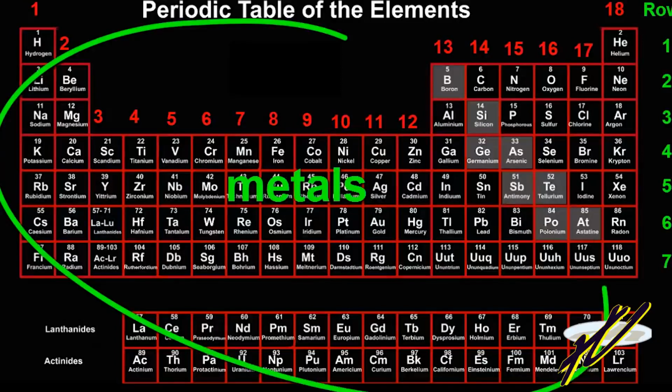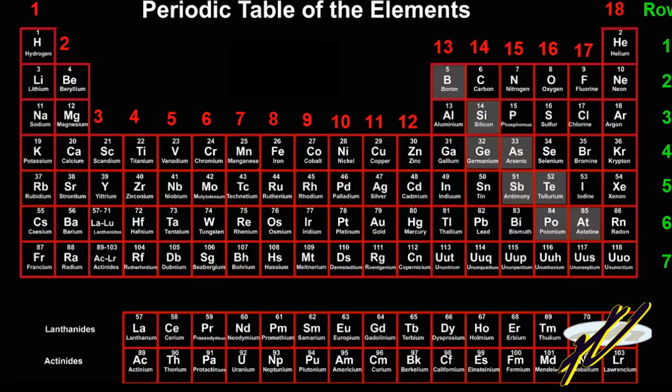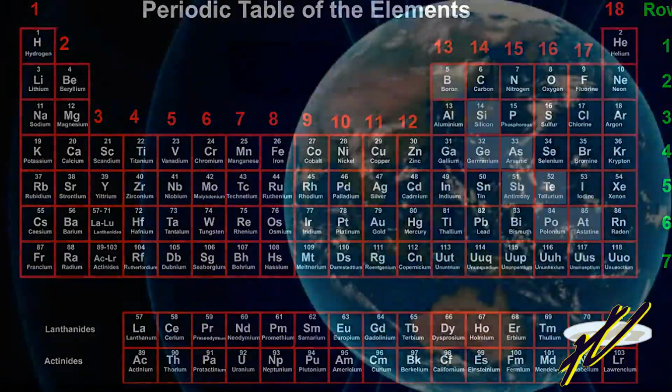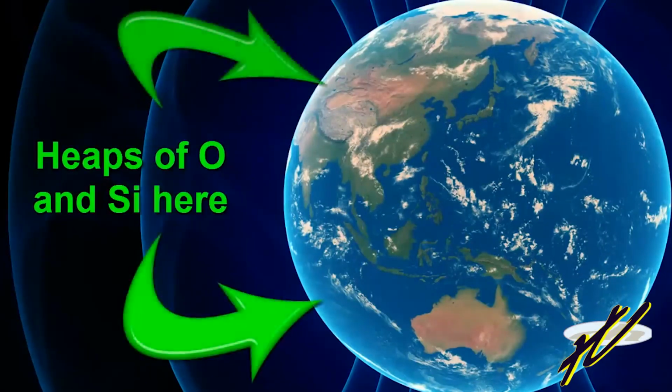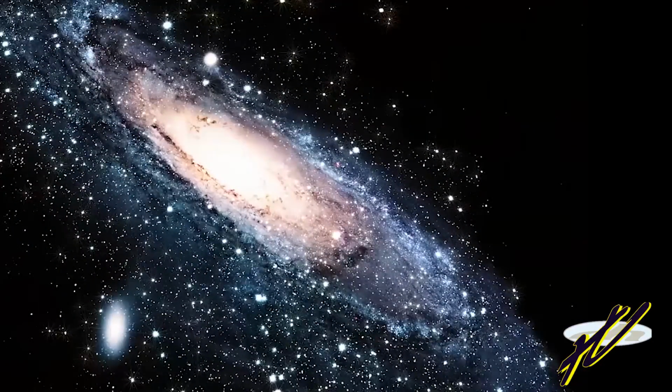Metals! Nearly 3/4 of the elements on the periodic table are metals. But that doesn't mean they're more abundant, because in the Earth's crust, there are more oxygen and silicon atoms than the rest combined. And the universe as a whole is mostly hydrogen.